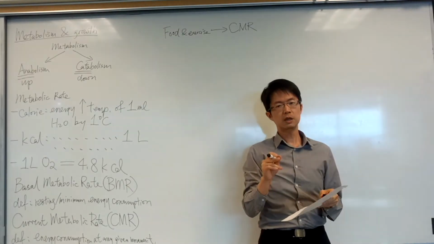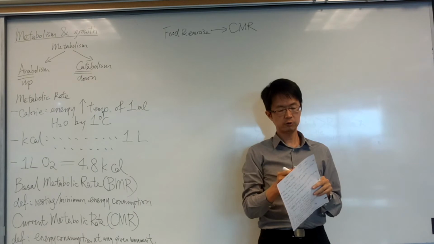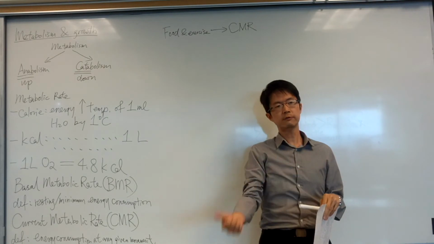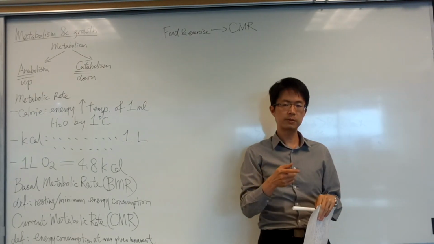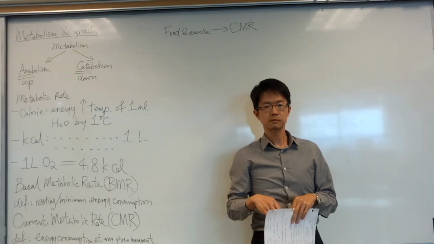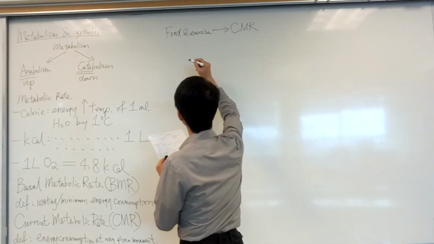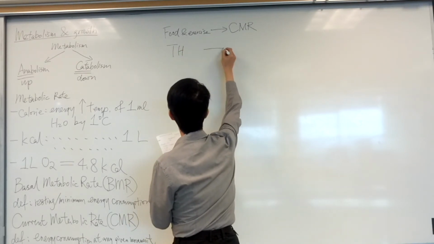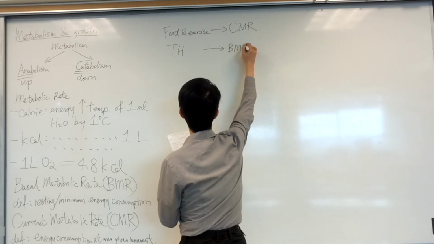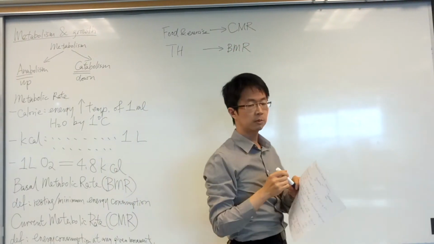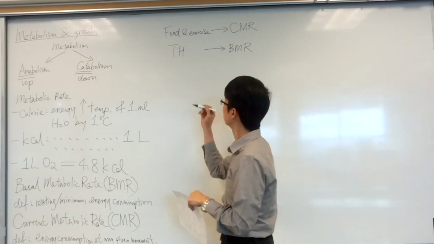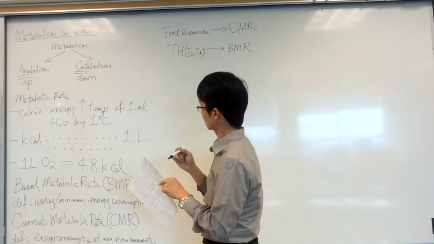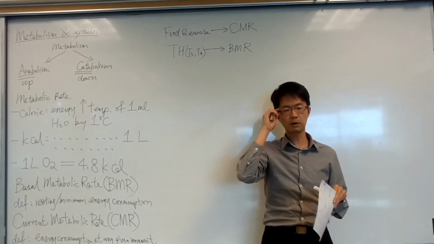Then let me ask you a question. What have you learned so far that will affect the BMR? So if food and exercise affect CMR, then what can affect the BMR? Think about this. Yes, thyroid hormones like T3, T4. They can affect the basal metabolic rate.